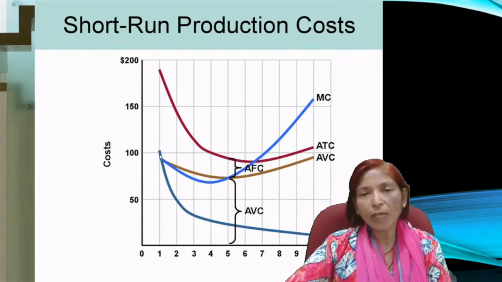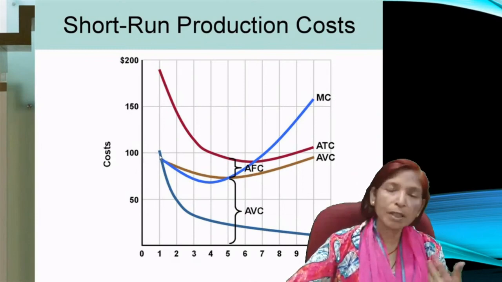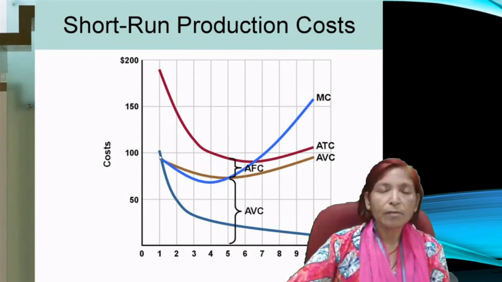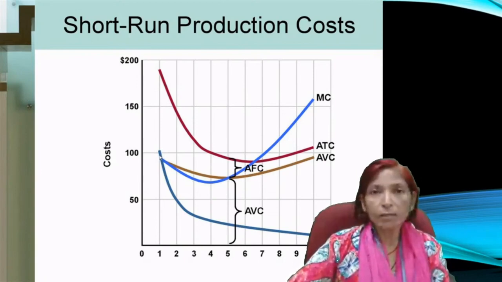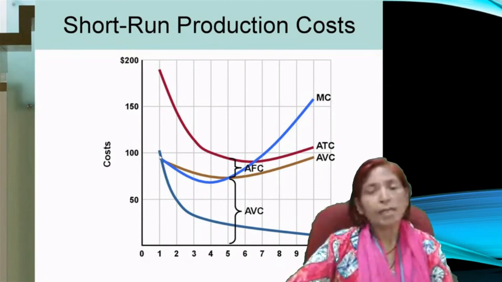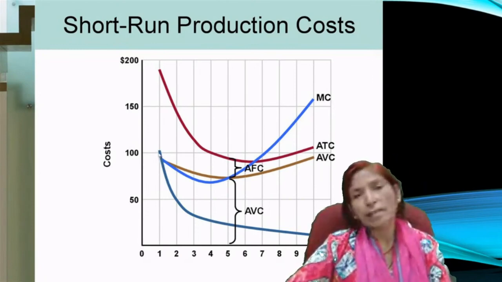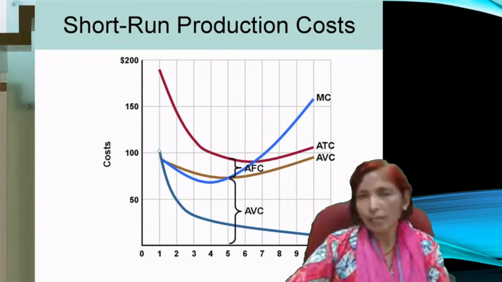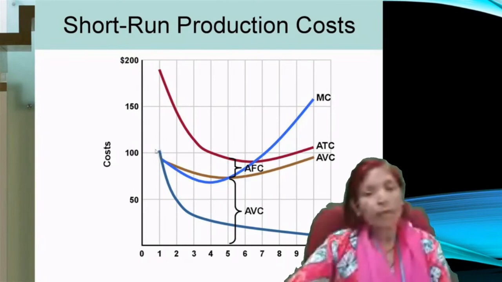But in the long run, we have too much time. In the long run, all the factors of production are easily changeable. So in the long run, no factor is called fixed, but in the short run, some factors are fixed and some factors are called variable factors. So in the long run, there is no difference between fixed and variable factors.